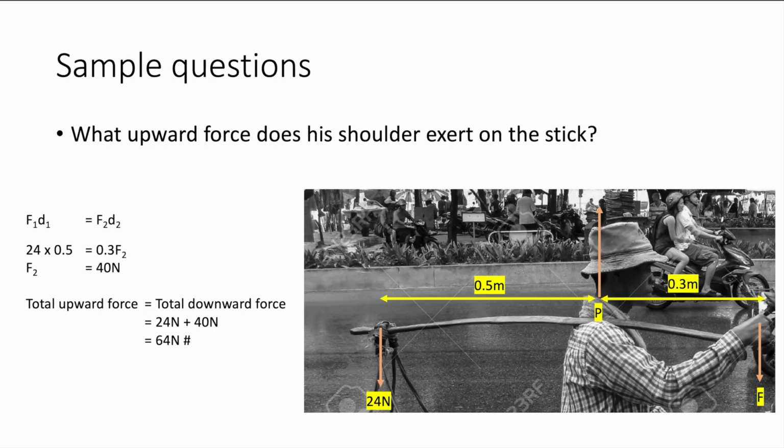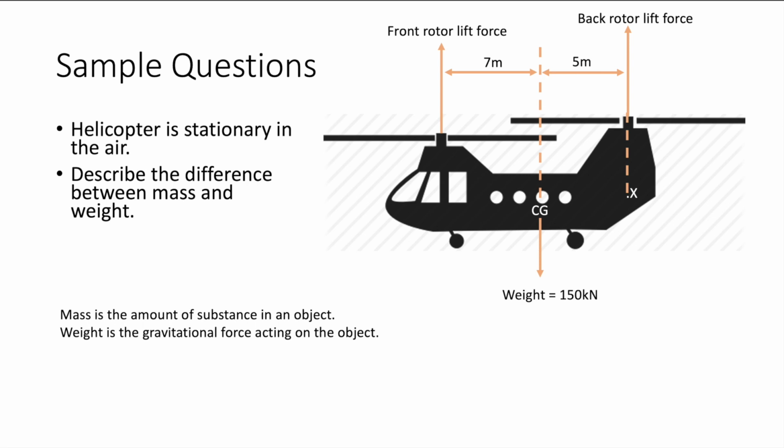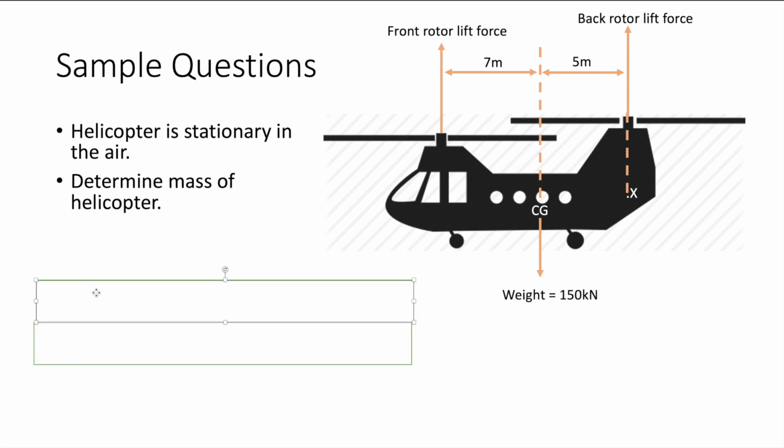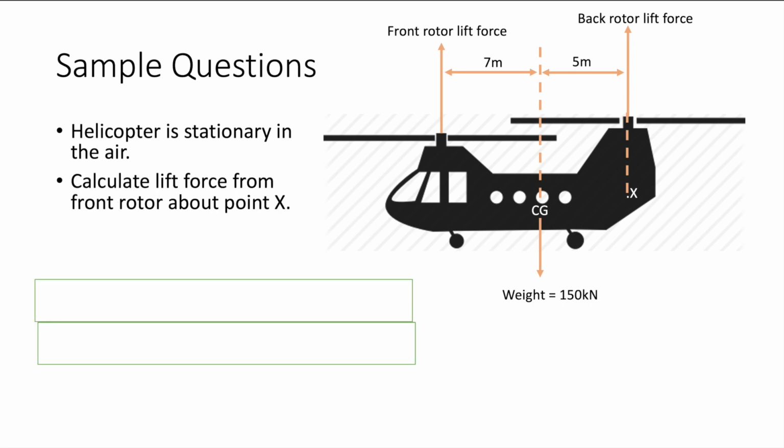Okay, and we look at something a little bit more complicated. So this is a Chinook helicopter. Describe the difference between mass and weight. Okay, that's pretty simple. It will be this. If the weight is this, then the mass should be this. By taking moments about point X, calculate the lift force from the front rotor.